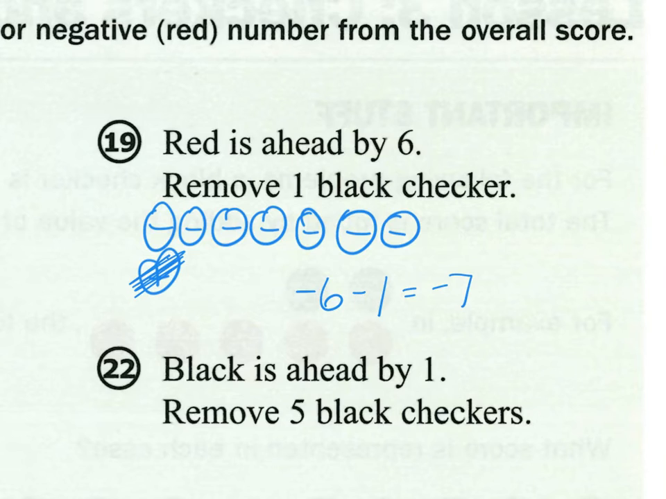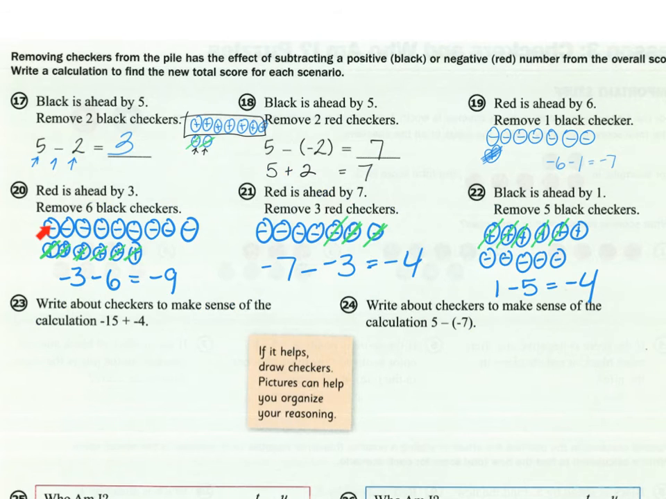As you do these problems, draw things out, cross things out, do what you need to make sense of it. You can also use number lines if you're starting to see the connection between this and number lines. In number 20, red was ahead by 3, but I still needed a picture where I could remove 6 black checkers. So I started out with red ahead by negative 3. I removed 6 black checkers, and so I'm left with negative 9. So your equation would be negative 3 minus 6 equals negative 9.